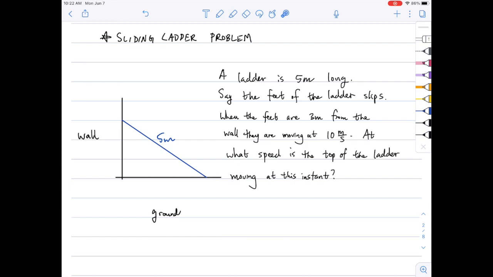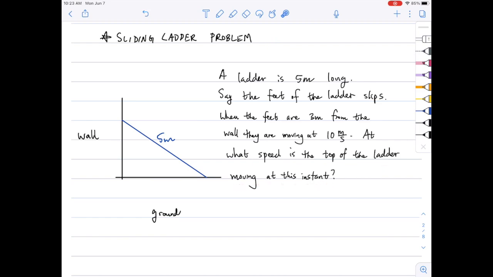So what's happening is this portion of the ladder is slipping. So if you want to imagine maybe the ladder in the future at some point, maybe it looks something like this, where this part of the ladder has slid towards the right, and this part of the ladder has slid down. Hopefully that picture is kind of clear. So what's happening is the feet are 3 meters from the wall and are moving at 10 meters per second. And what we want is at that instant in time, so at the instant in time when the feet are 3 meters from the wall and moving at 10 meters per second, we want to know what is the speed at which the top of the ladder is moving.